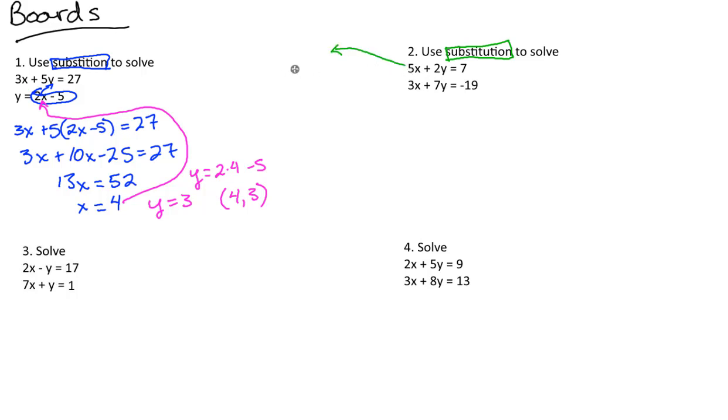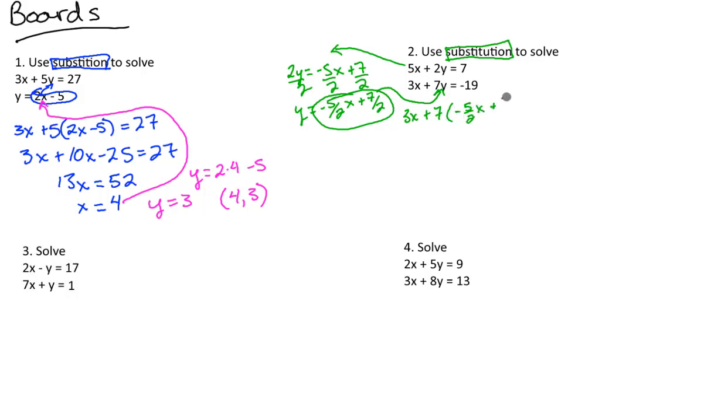Subtract 5x from both sides, and we get 2y equals negative 5x plus 7. Divide by 2, divide by 2, divide by 2, and we get y equals negative 5 halves x plus 7 halves. Oh, fractions galore. But we're going to take that and stick it in to the y right there. So we get 3x plus 7 times y, which is negative 5 halves x plus 7 halves. That has to equal negative 19. Ew. That's just disgusting. Well, we know how to do this.